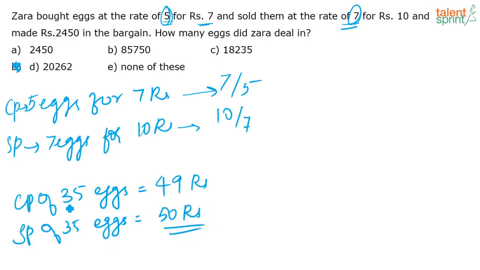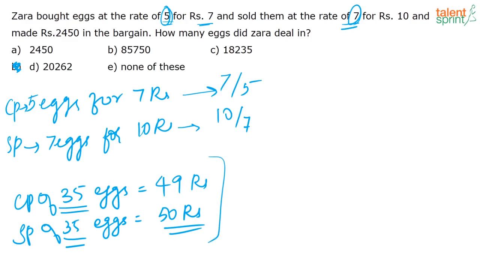So, see, how did I arrive at this number 35? Basically, I am trying to find some number with which I can equate both the cases. Here we have only 5 eggs, here 7 eggs. I am trying to equate both so that I can arrive at the answer faster. So I took the LCM of 7 and 5, and I know that the cost price of 35 eggs is 49 rupees and the selling price of 35 eggs is 50 rupees.